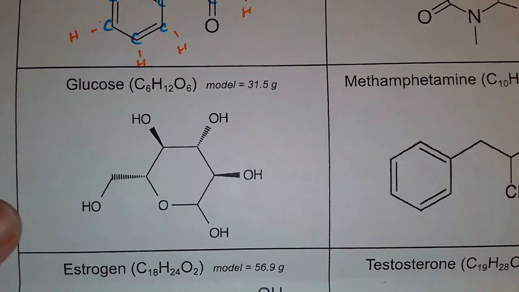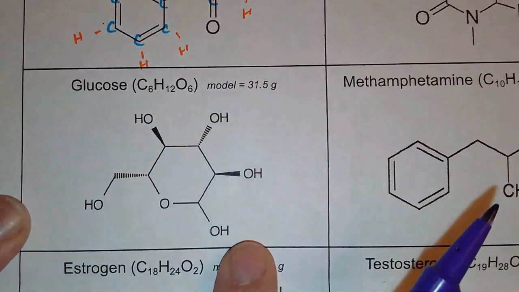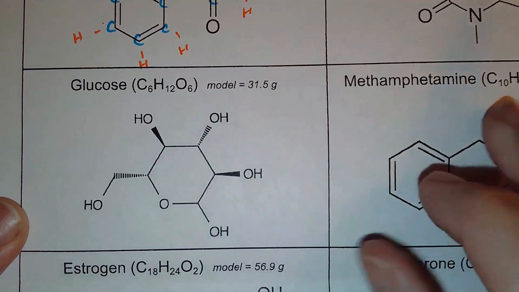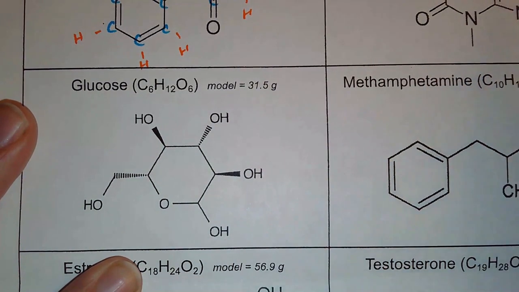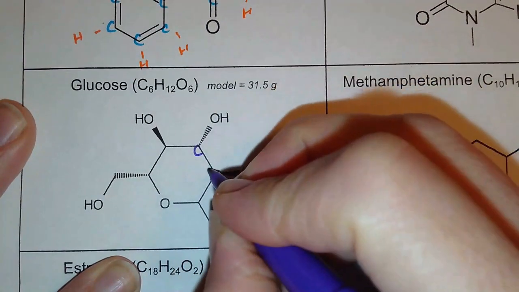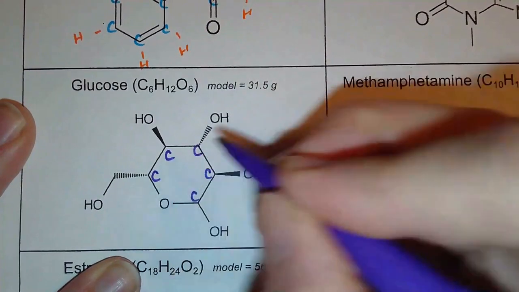Okay, so for those that want the extra guidance, here is an example doing glucose. Glucose has 6 carbons, 12 hydrogens, and 6 oxygens. We're going to start by figuring out where our carbons are. Remember, every time you have one of these little corners, you have a carbon. So I've got a carbon here, a carbon here, a carbon here, a carbon here, and a carbon here.